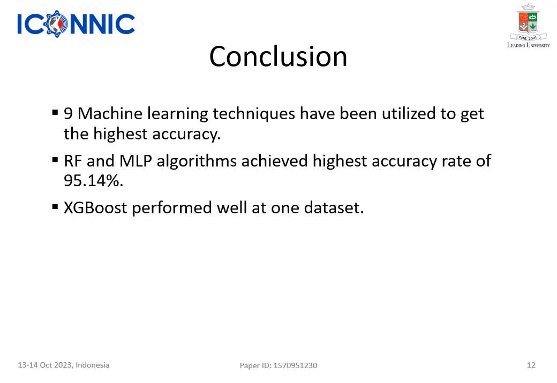To sum up, our research employed 9 machine learning techniques, with the multi-layer perceptron and random forest algorithms standing out by achieving the highest and an impressive accuracy rate of 95.14%. Additionally, XGBoost demonstrated strong performance in one of the datasets. These findings underscore the potential of machine learning in cardiovascular disease prediction and open doors for further research and practical application in healthcare.